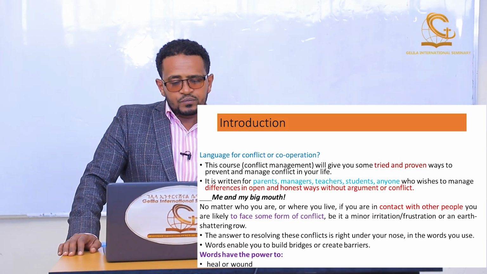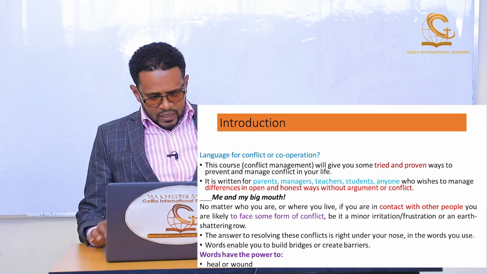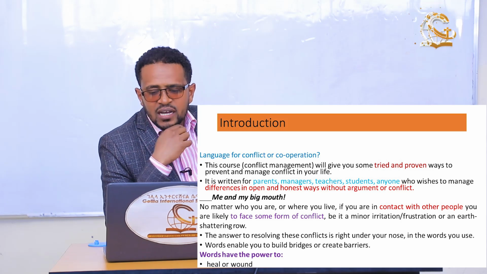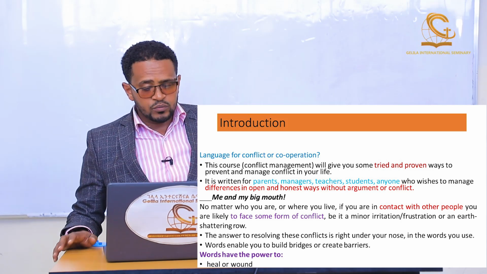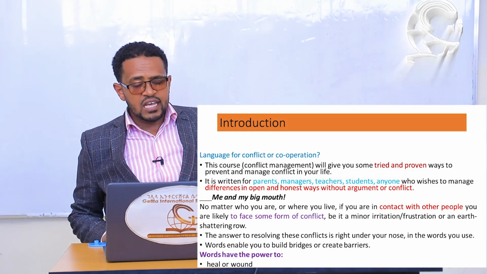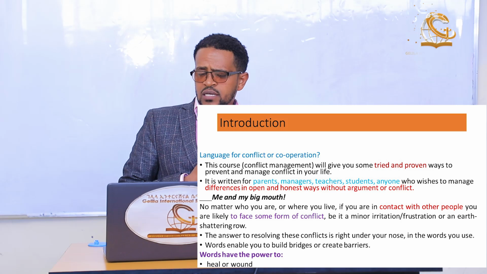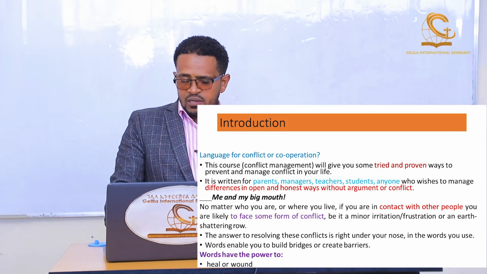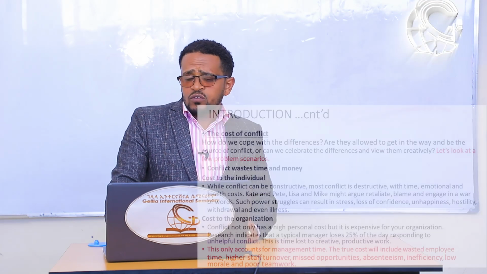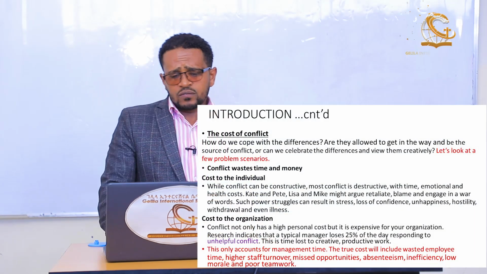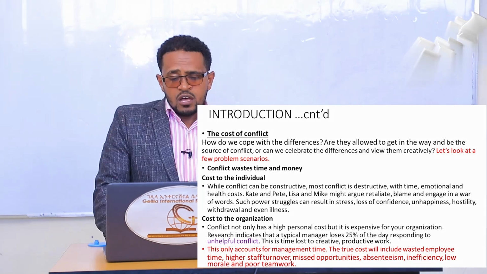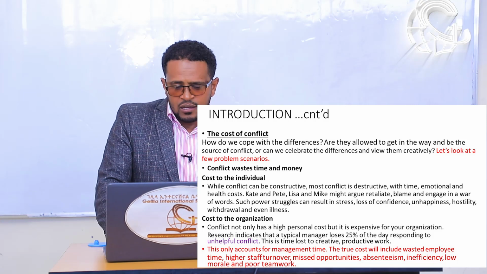One issue says, no matter who you are or where you live, if you are in contact with other people, words enable you to build bridges and create barriers. Words have the power to heal or wound, to unite and divide, to create conflict and harmony. Words have their own power. The other thing is the cost of conflict. You should understand what kind of cost conflict has. Conflict may affect many things individually and organizationally.